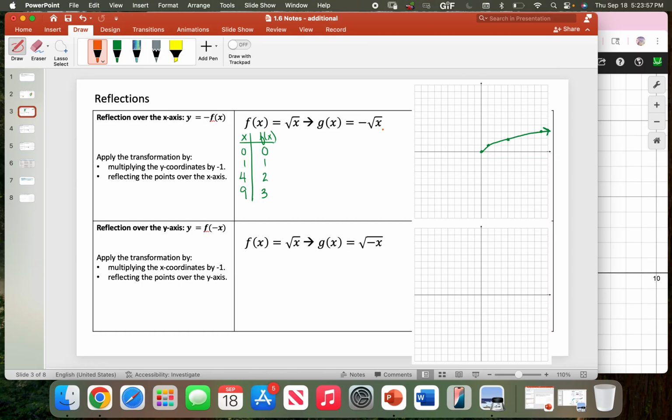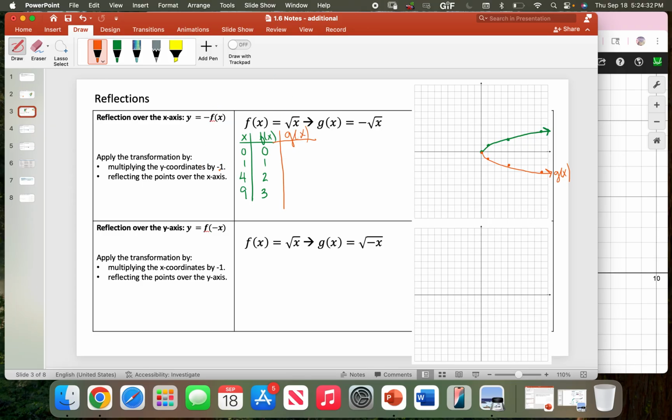Now, if we're going to reflect over the x-axis, we can count how far away we are from the x-axis. So 0, 0 is on the x-axis, so that's going to stay there. Our first point is 1 above, so we're going to reflect 1 below. Our second point is 2 above, so we're going to reflect 2 below. And that will be our reflected function g of x.